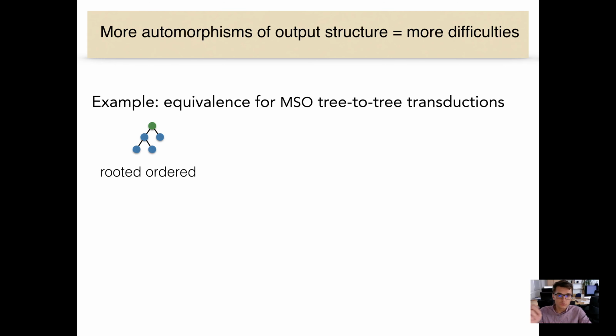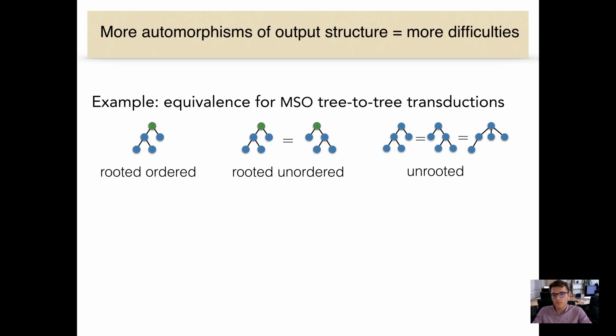Let's investigate MSO tree-to-tree transductions, and let's see three kinds of trees that can be output. They can be rooted ordered, rooted unordered, or unrooted trees, where rooted unordered do not have an order on the siblings, and unrooted are just graphs, no root, just graphs that happen to be trees. Now, rooted ordered can be reduced to rooted unordered via an injective MSO transduction, and the same holds in the second case. What is remarkable is that there is no transduction back. Rooted unordered cannot be reduced to rooted ordered via an injective MSO transduction. The same holds for unrooted to rooted unordered. So this is the first reason why the difficulty strictly rises here.